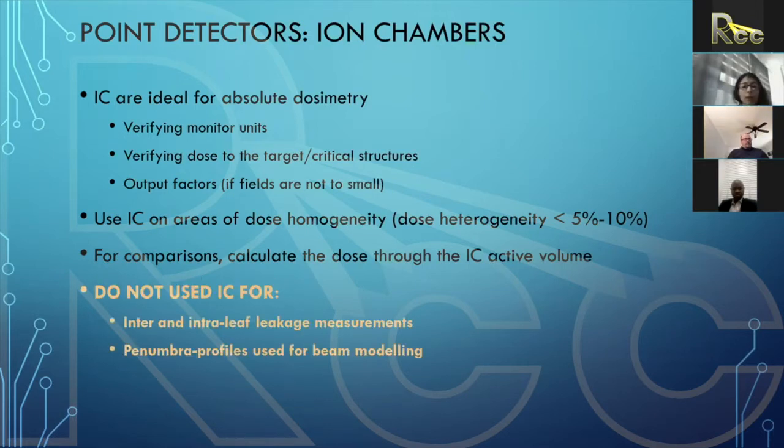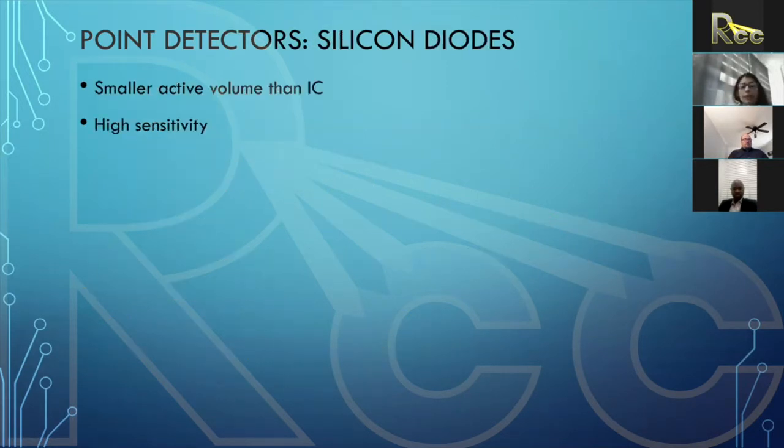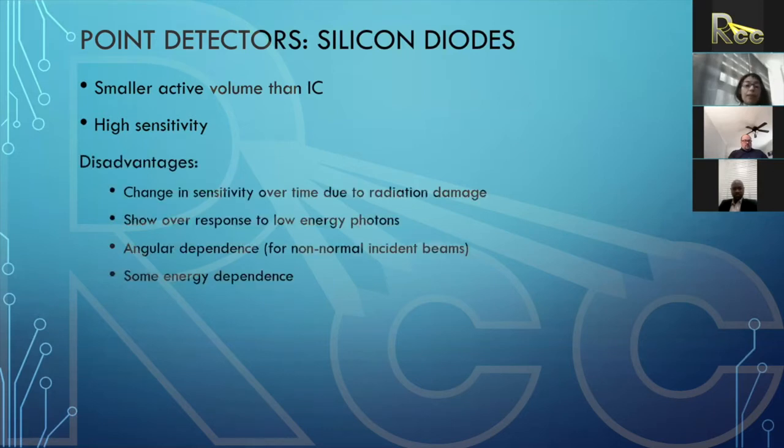So according to the TG106, the ion chambers are not recommended to measure intensity and penumbra profiles used for beam modeling. Now we have the silicon diodes. They give you a very small active volume compared to an ion chamber. They are very sensitive. However, they give you some disadvantages as well.